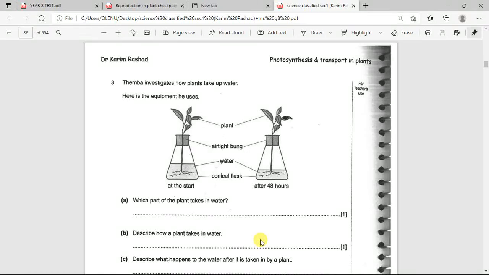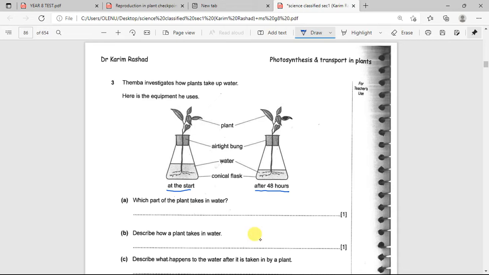Scholars, let us look at the part 2 aspect of transport in plant, photosynthesis and transport in plant. Now, I have a question here which states that Temba investigates how plants take up water. Here is the equipment he uses. So he uses these two pieces of equipment, and this is at the start, while this is after 48 hours. So at the start and after 48 hours, you should be able to try and figure out the change that took place.